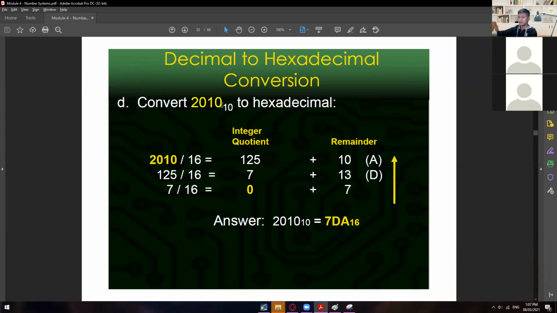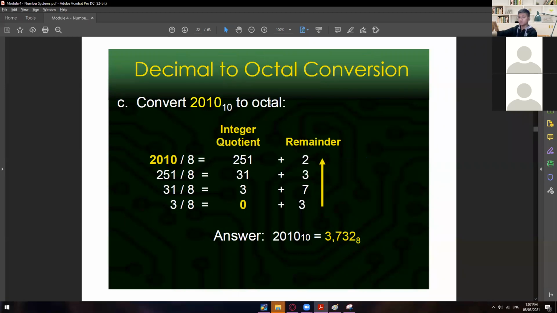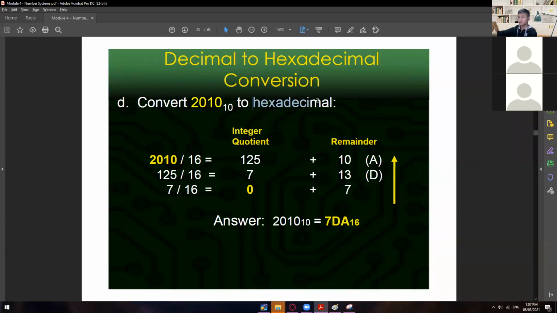Then we also have here the 2,000 to the base 10 to hexadecimal. So before we had a divisor of 8, but right now we have a divisor of 16. So 2,000 divided by 16, then you will get 125 point something. Just multiply that fraction by 16 and then you will get 10. Since this one is under hexadecimal, 10 is actually letter A, so you have to convert this one into letter A. Then 125 divided by 16, you will get 7, then the remainder of 13.